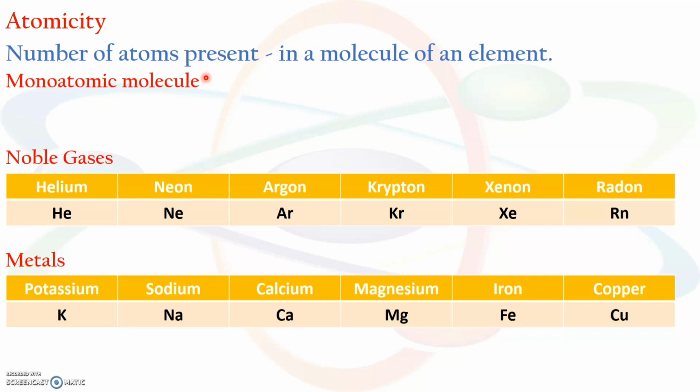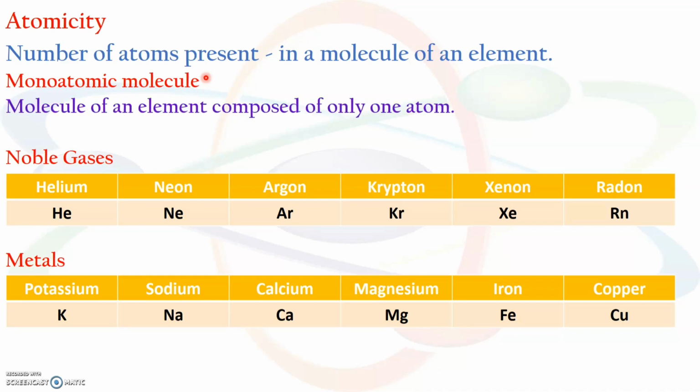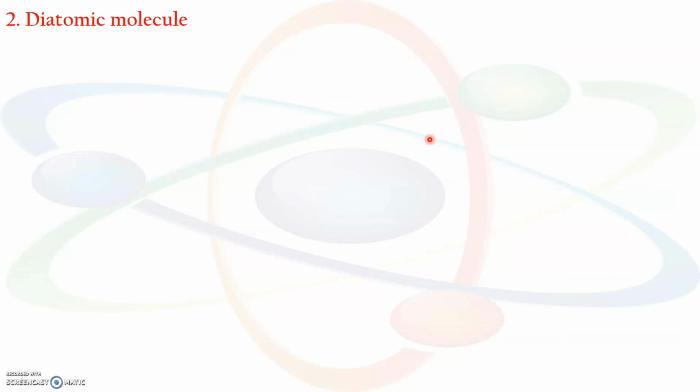So what are monoatomic molecules? When the number of atoms that are present in a molecule of an element is equal to 1, we call that as monoatomic molecules. Now we will go on to see what are diatomic molecules.